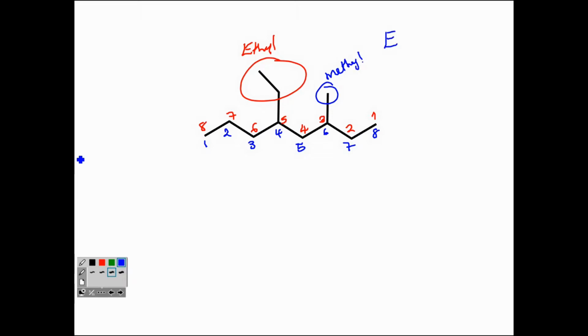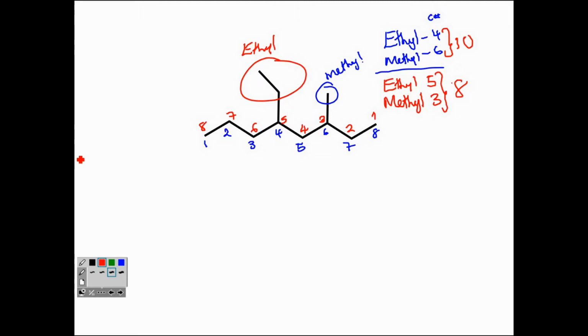Okay, in this case you have the ethyl on carbon number 4 and the methyl, in the blue numbering system, on carbon number 6, versus having the ethyl on carbon number 5 in the red numbering system, and the methyl on carbon number 3. So these two give you a total of 10, while these two give you a total of 8. Which means this is the right system because it gives you the least numbering possible. The sum here is 8, the sum there is 10.